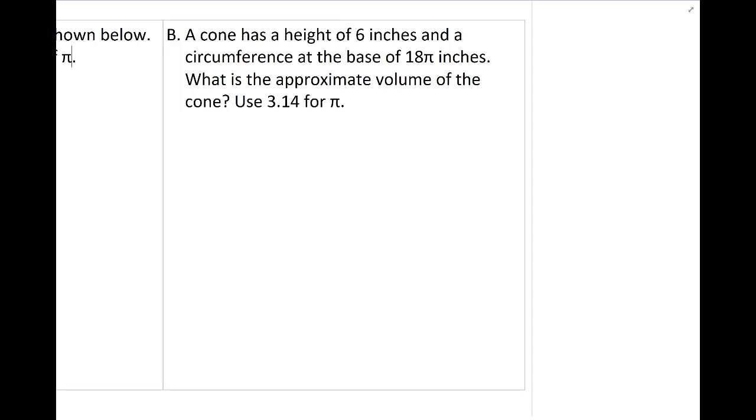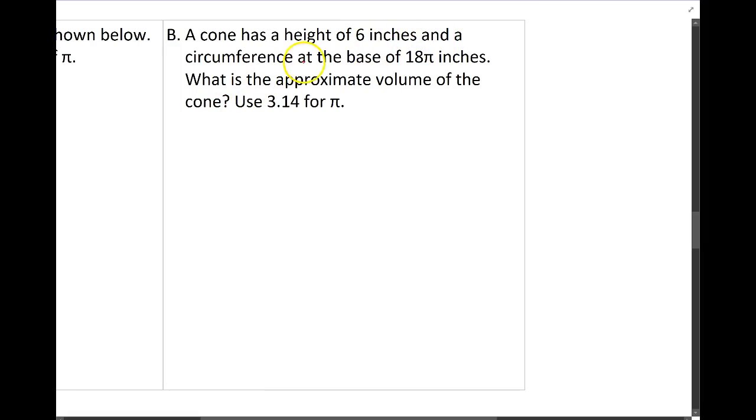A cone has a height of 6 inches and a circumference at the base of 18 pi inches. What is the approximate value for the cone? Well, there's actually a couple different things that I need to do in here. The first thing I need to do is sketch this out just so I can see what I'm talking about.